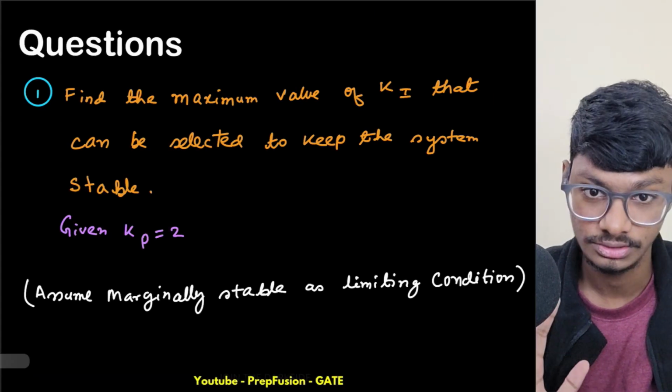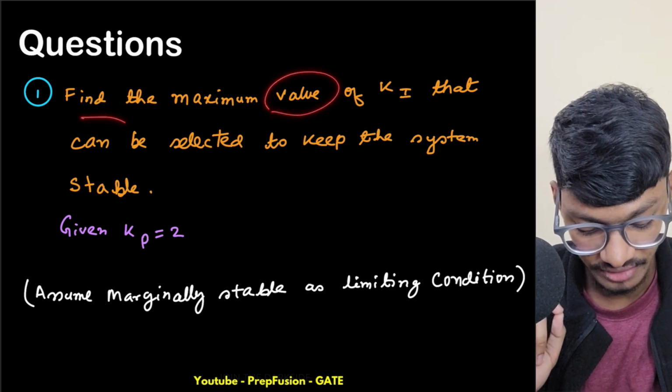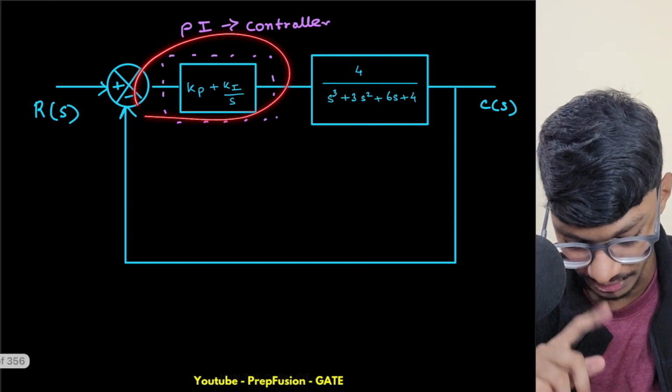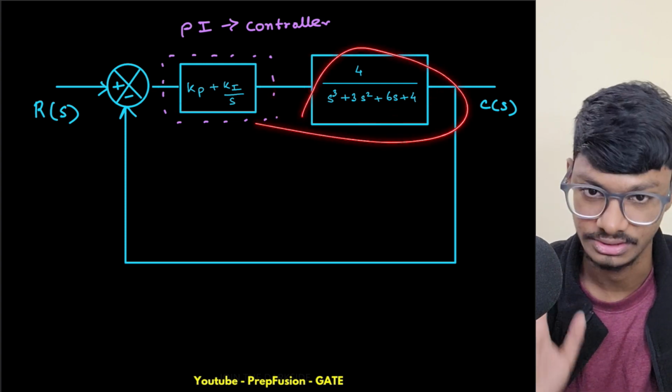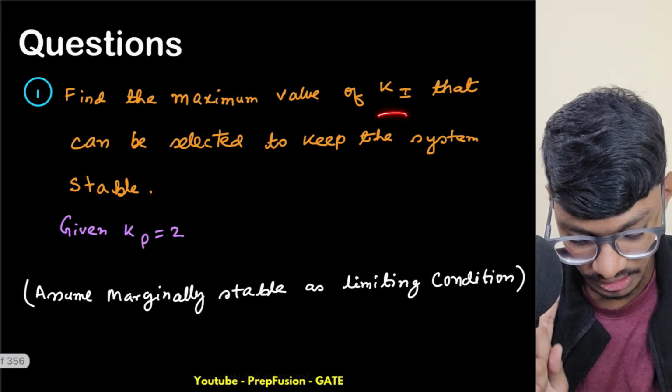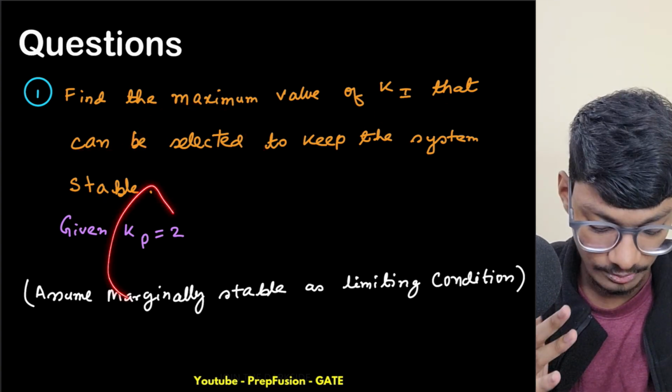So what is this first question telling us? The first question is telling us we have to find the maximum value of Ki. We have a PI controller, and the block diagram is given. The plant transfer function is also given. The maximum value of Ki that can be selected to keep the system stable. Also, it is given that Kp is equal to 2.